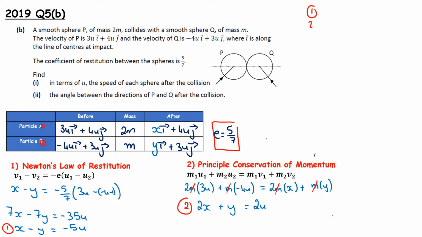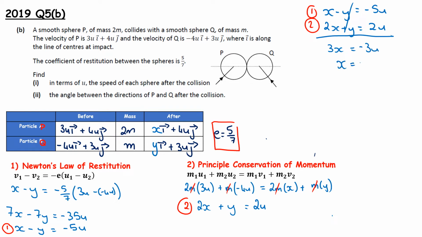So let's take our two equations. We have x minus y is equal to minus 5u, 2x plus y is equal to 2u. The y's will eliminate, so we get 3x is equal to minus 3u, so x is equal to minus u. Okay, so that first of all tells us that the velocity of p is going to be minus ui plus 4uj.